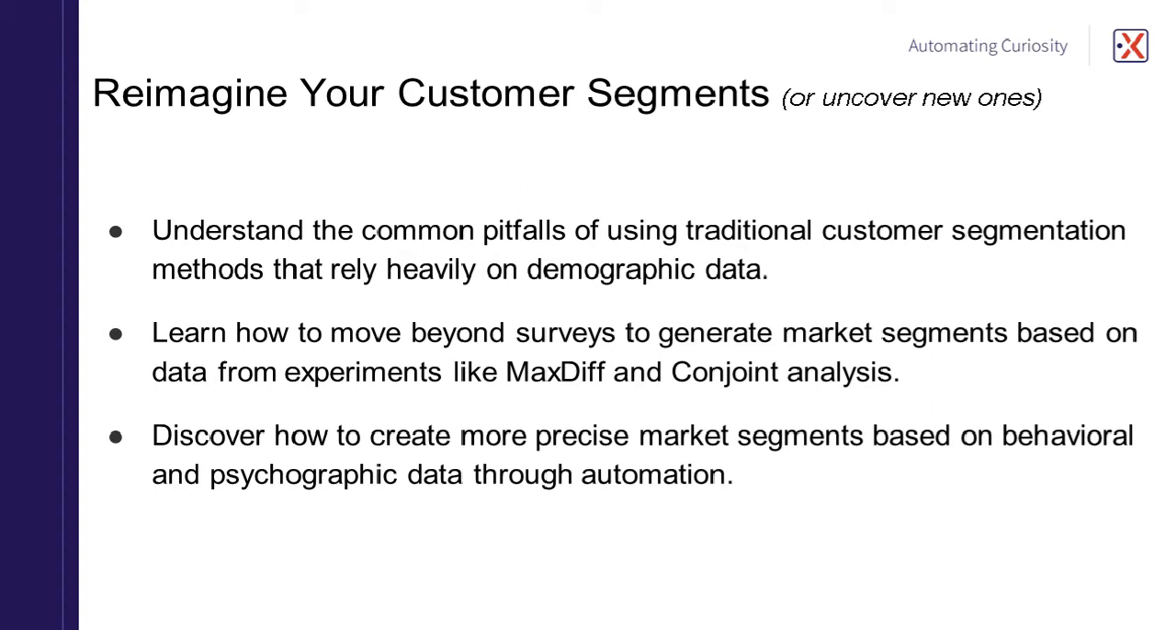A few things we're going to be covering today: how to reimagine your customer segments, or perhaps even better, discover new ones, with a fresh approach and understanding of how technology especially can expedite a lot of these learnings and time to market. We'll cover some common pitfalls with traditional customer segmentations and the data captured around that, and perhaps how to make that more accurate, looking beyond surveys to generate market segments using things like max diff and conjoint experiments. And then lastly, looking at getting creative with behavioral and psychographic questions, and using automation to uncover certain segments in different ways.